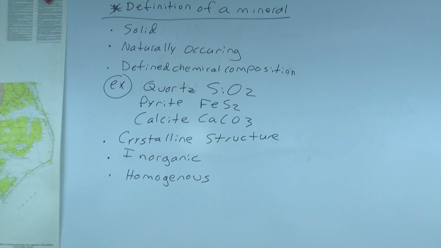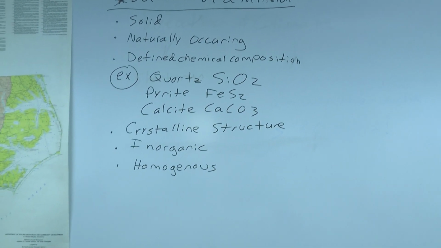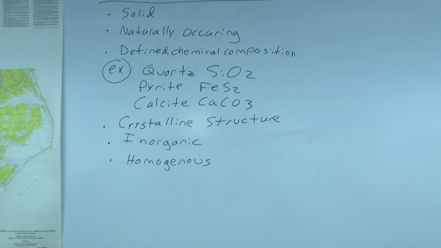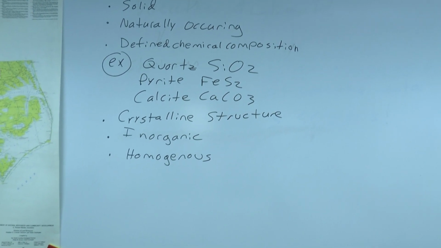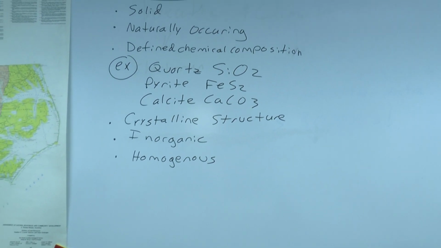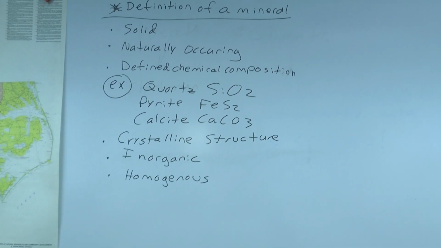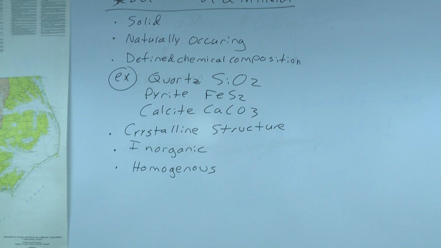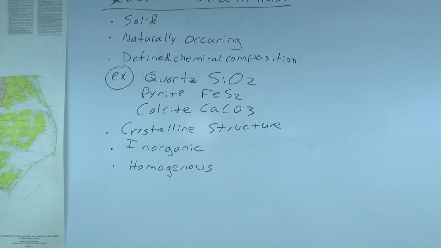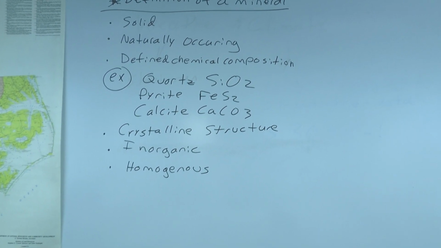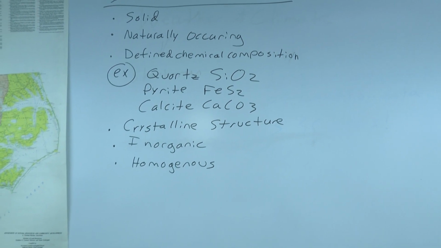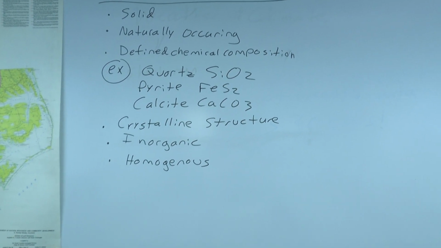Minerals must be inorganic. This means that the mineral itself was never alive. And this will get tricky when we get to sedimentary rocks and we talk more about limestones. Limestones are made of calcite. Calcite is a mineral and it's inorganic. But sometimes living creatures can cause minerals to precipitate.